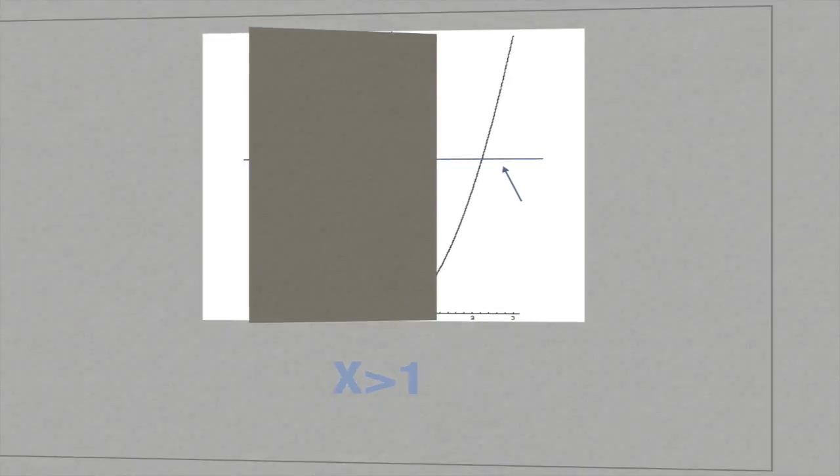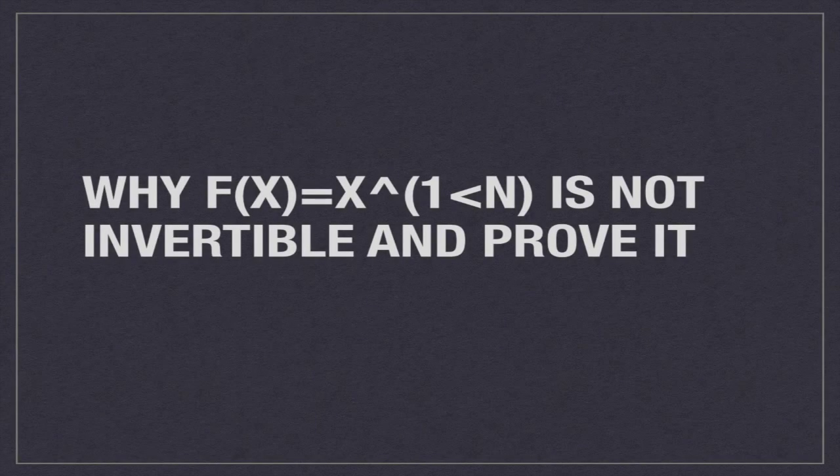And for the last exercise, I want you to tell me why f of x, being the exponent of x bigger than 1, is not invertible, and prove it.